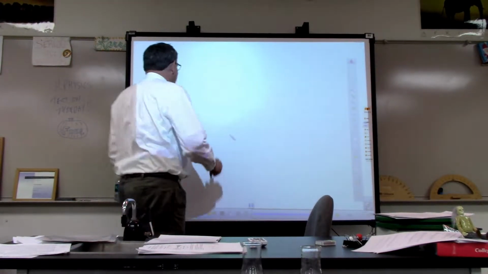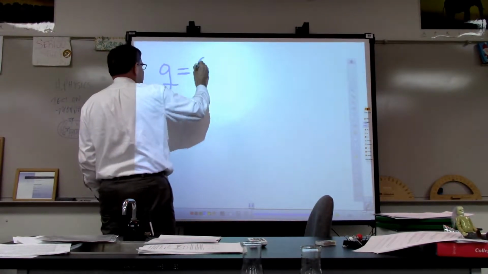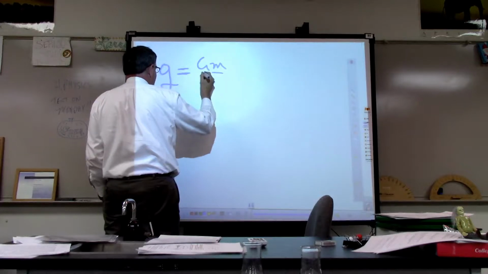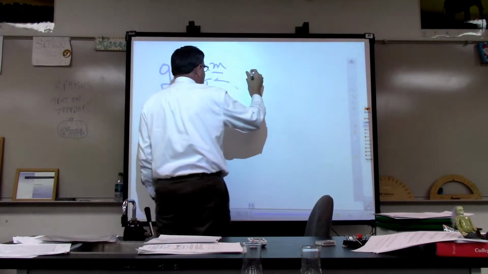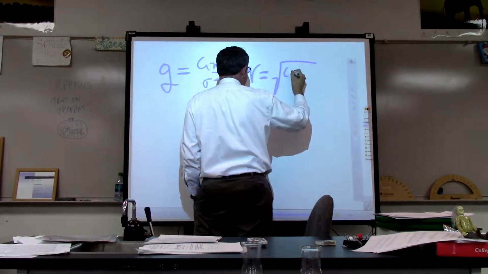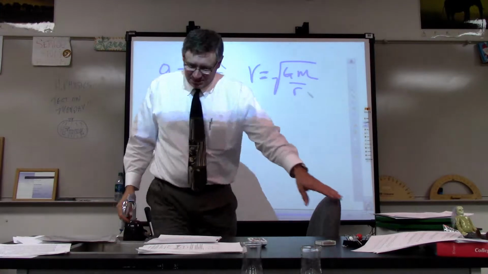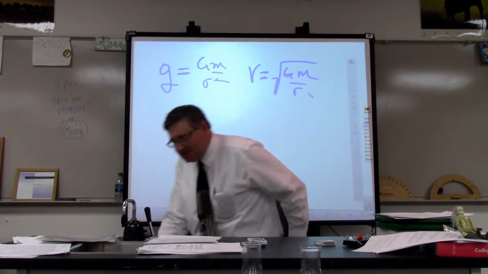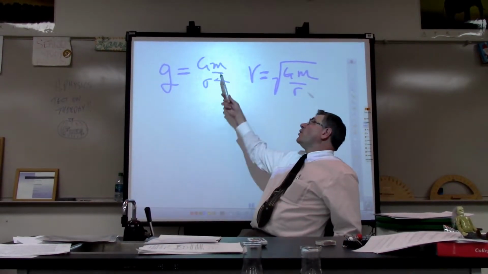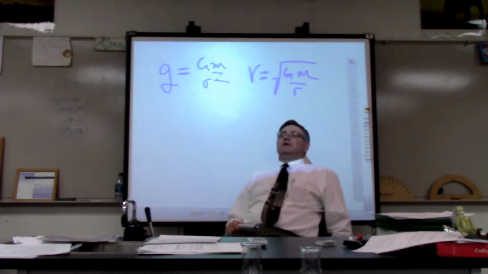So yesterday we came up with this: little g equals big GM over r squared. We got this: v equals the square root of big GM over r. Now, here's what's important. Listen to me. What does that mass represent? The mass of the Earth.